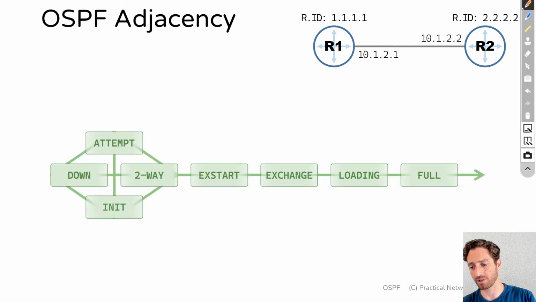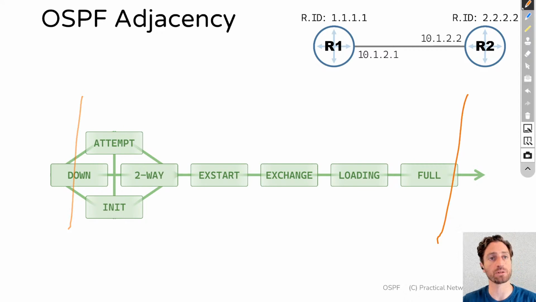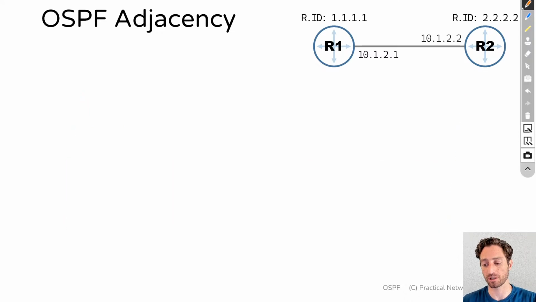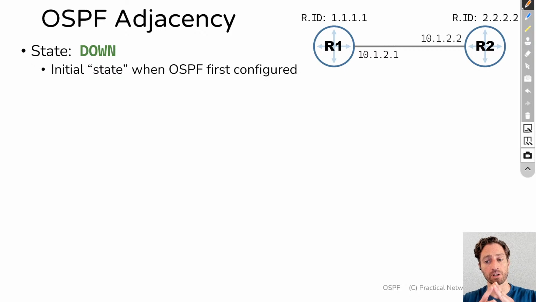I feel like my slides skipped something. This is the full adjacency process. Notice it starts with down, ends with full, but we're going to pick it apart in detail, so here we go. When you first configure OSPF on a router, the neighbor state of that OSPF router is down. So this is the initial state when OSPF is first configured.